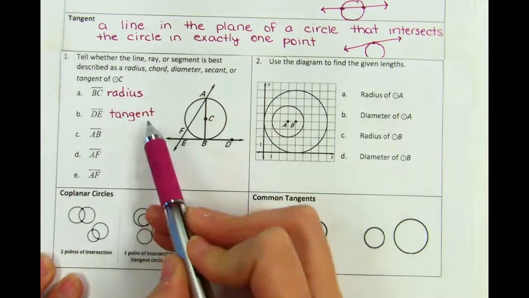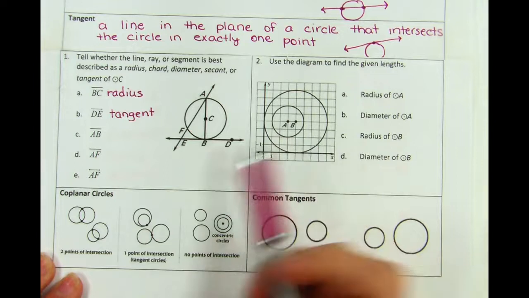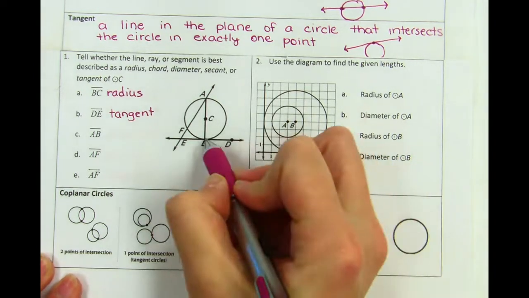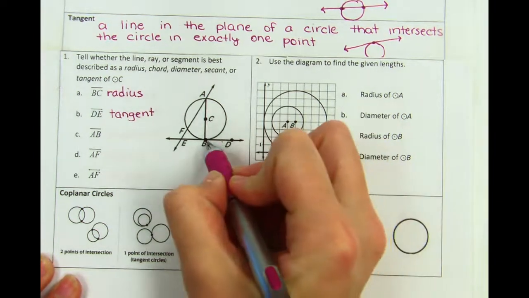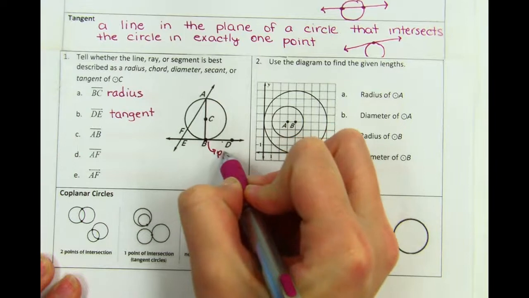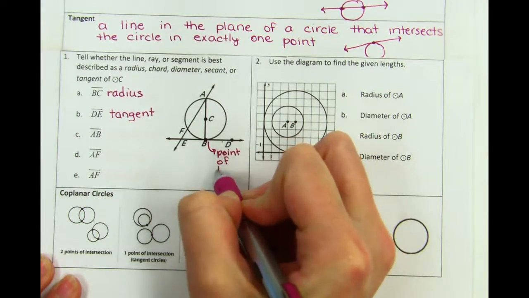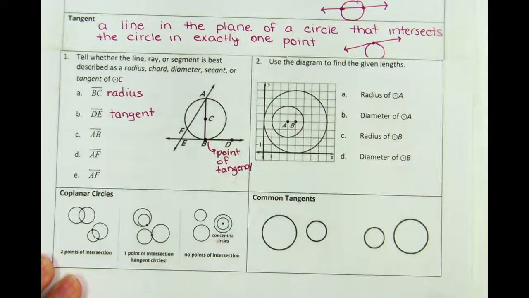A tangent can be a full line or a segment or a ray. We would all call them tangents. And then one other definition, this point B, where the tangent intersects the circle, we would call that the point of tangency.